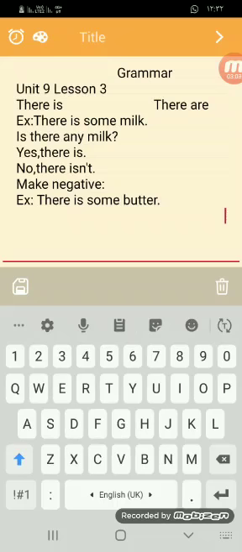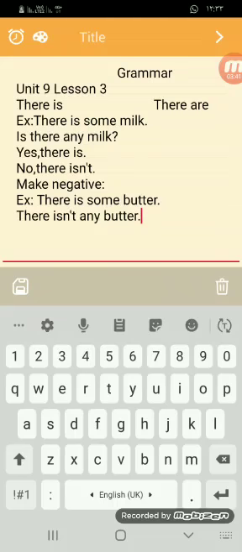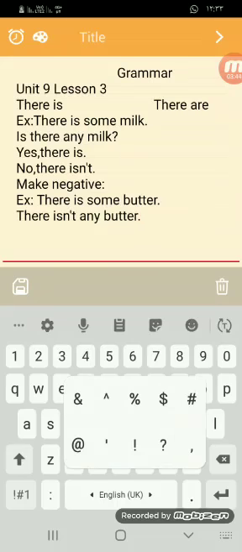Look at is. It changes is into isn't. We add not to is. So the sentence will be there isn't. And look at some, it changes some here into any, as I told you. If you have some in affirmative, it changes it into any in negative or question. Any butter. Understand now? This is the negative here.